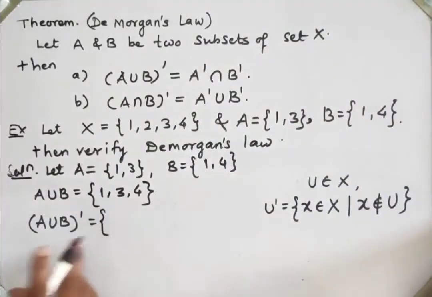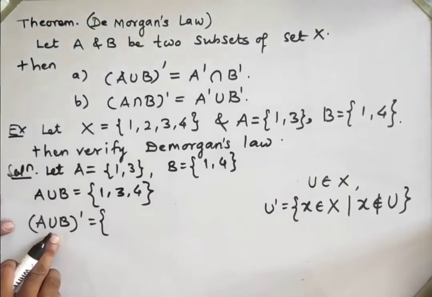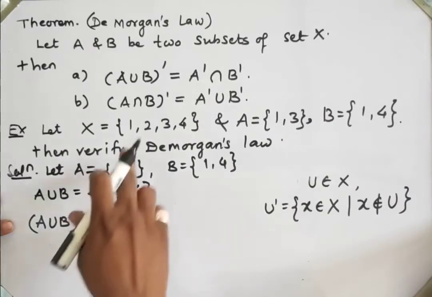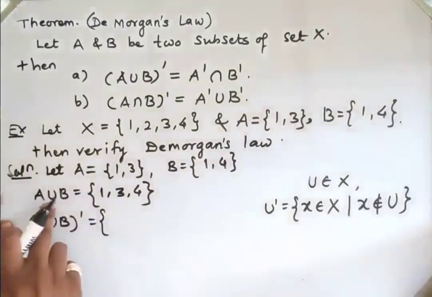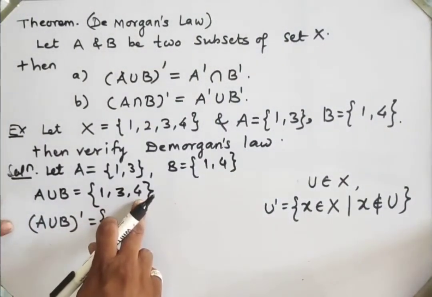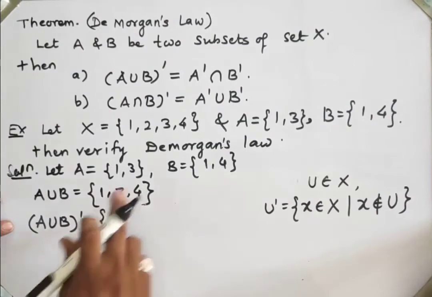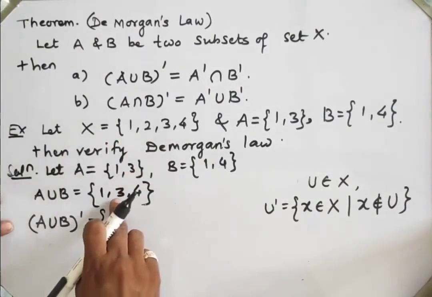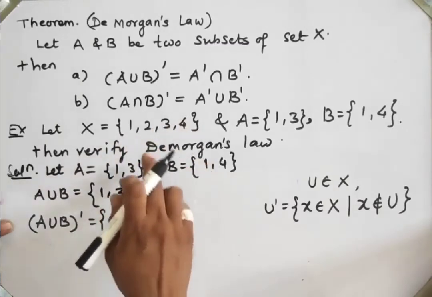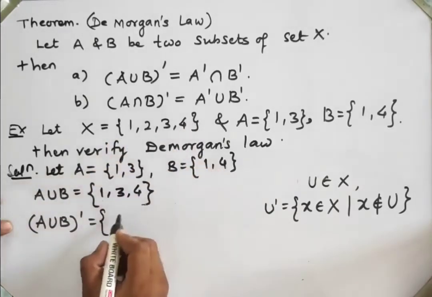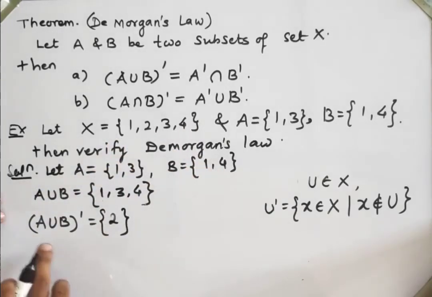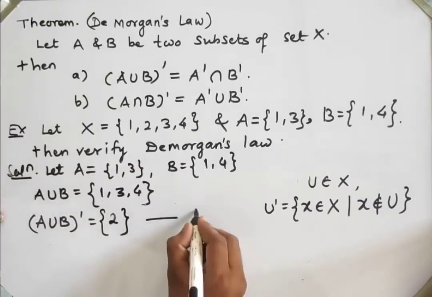Now what are the elements in (A union B) complement? It is the set of all those elements belonging to X which do not belong to A union B. What are the elements in A union B? 1, 3, 4. So we exclude 1, 3, 4, and only 2 remains. So (A union B) complement is {2}. Now this is the first equation.